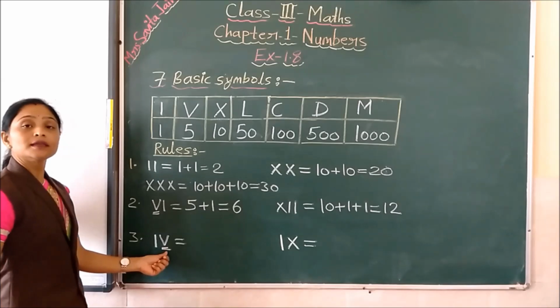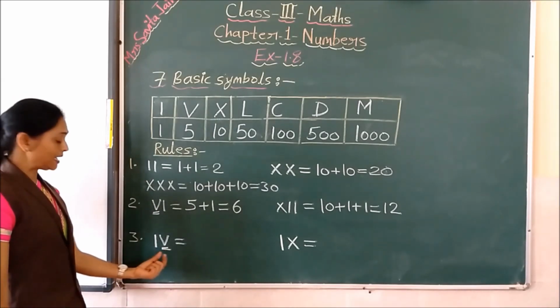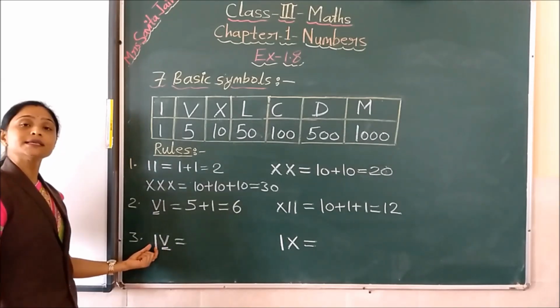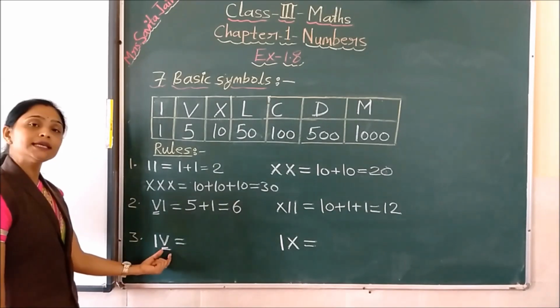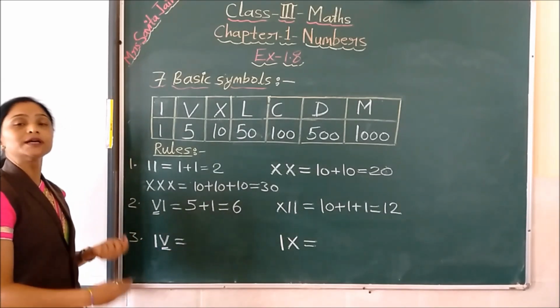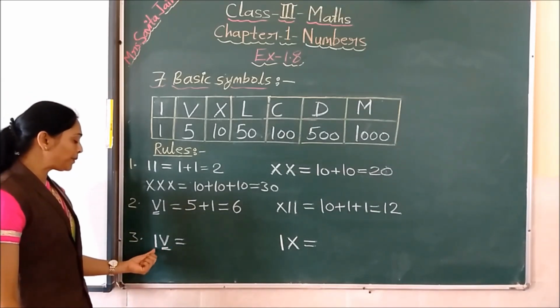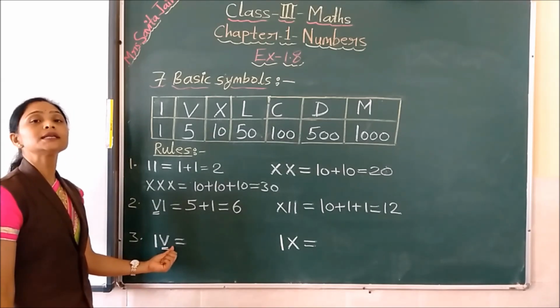V is equal to 5 and I is 1, which means V is bigger and I is smaller. And we have placed this smaller symbol before this bigger symbol. So if the smaller symbol comes first and then the bigger symbol, then we have to subtract the value of the smaller symbol from the bigger symbol.